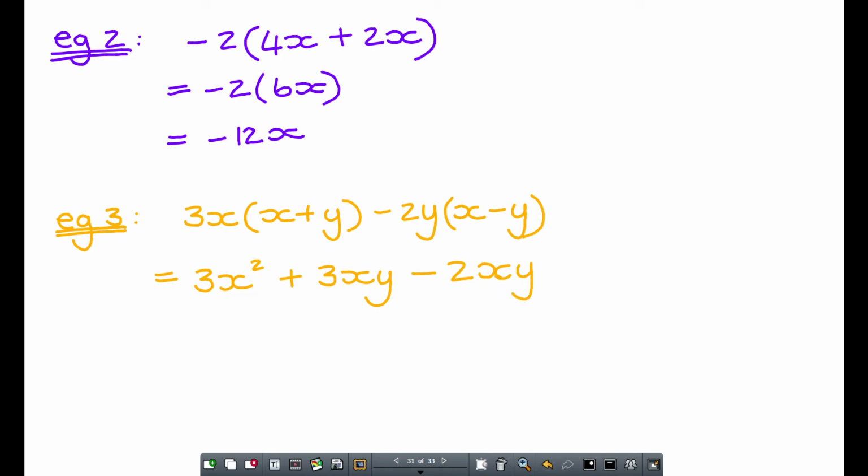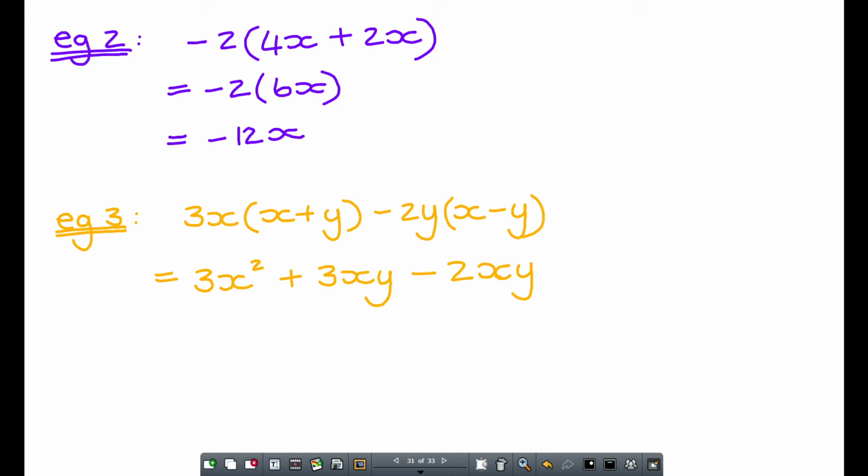You can say 2yx. It's the same thing, but we always want our variables to be in alphabetical order because then you see your like terms easier and quicker. Okay, so always stick to alphabetical order.